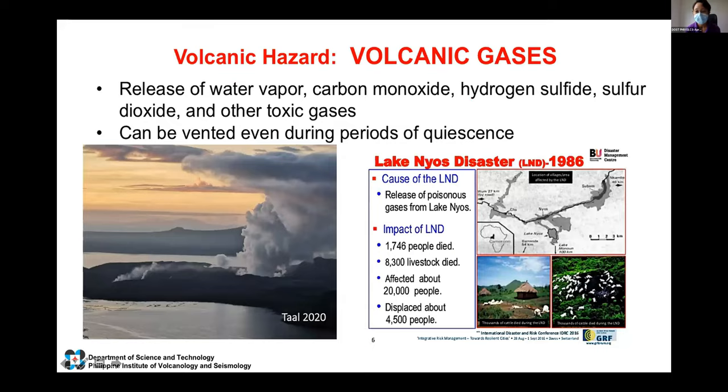And lastly is the volcanic gases. So ito po yung pag-release ng water vapor, toxic gases like carbon monoxide, hydrogen sulfide, sulfur dioxide, na maaaring makakitil ng buhay po ng mga tao. And ng mga livestock po natin. Katulad na lang po nung nangyari sa 1986 Lake Nyos disaster, kung saan po namatay ang 1,746 na tao. At maaari din po itong mangyari sa Taal Volcano.